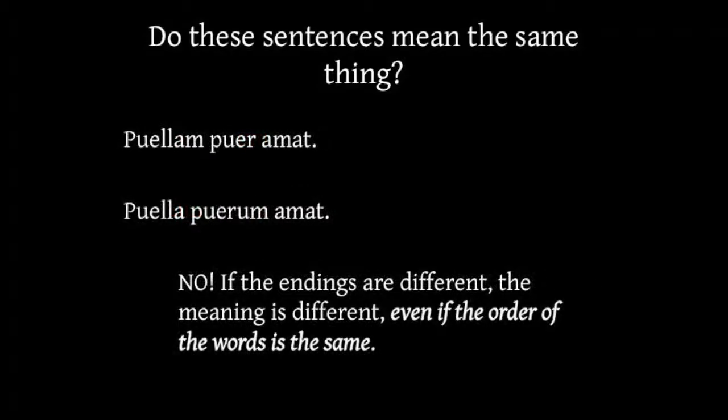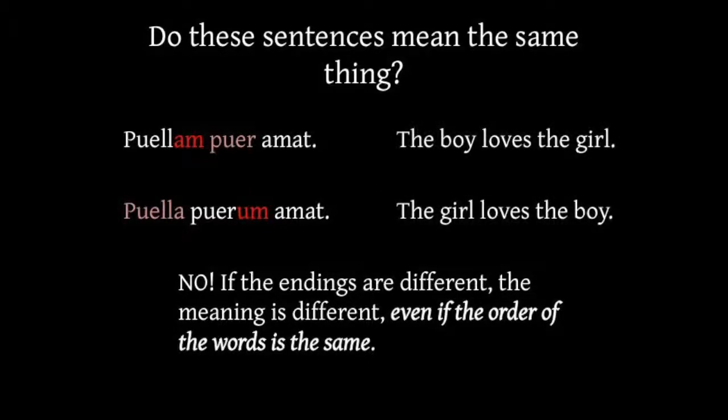Now, let's take a look at these two sentences. Puellam puer amat. Puella puerum amat. Do they mean the same thing? No, because the endings are different. In the first sentence, you'll see puer is the subject, the boy, loves puellam, the girl. But when you shift those endings on the end of Latin words, it changes the grammatical meaning. In this case, puella puerum amat means the girl loves the boy. It does not matter what the word order is, the endings tell you the story.